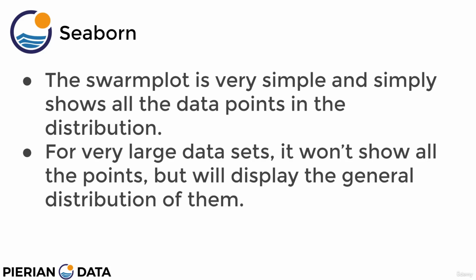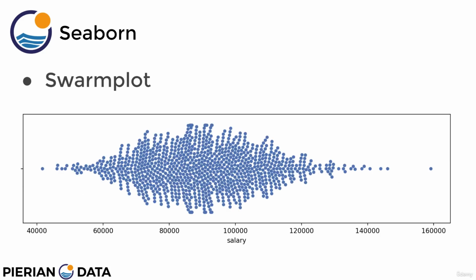But what it will do is it's going to selectively display the points so that you do get to see the general distribution of them. So what does this look like? Well, here are actually all the salary data points, and what we end up doing is we just plot them all, and what it ends up kind of looking like is a violin plot.